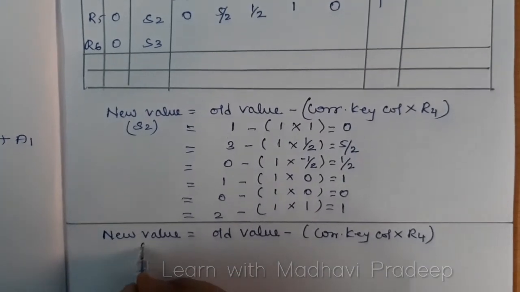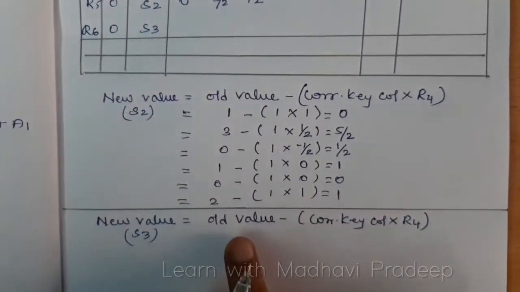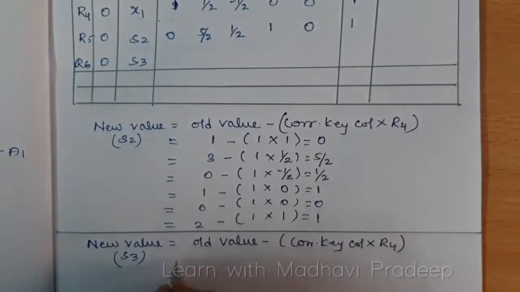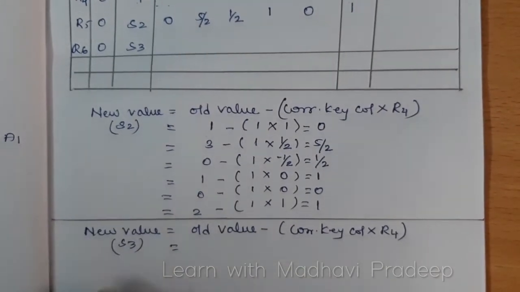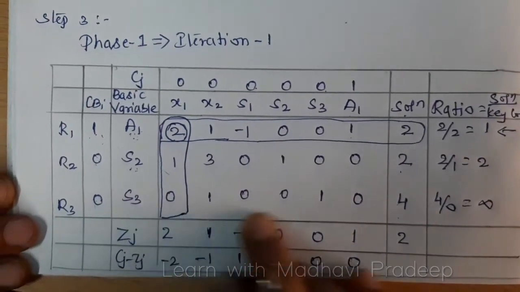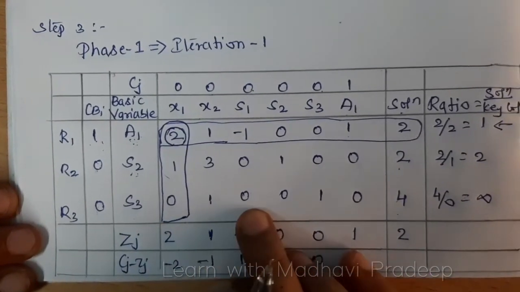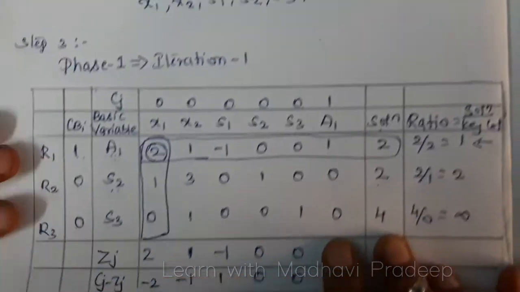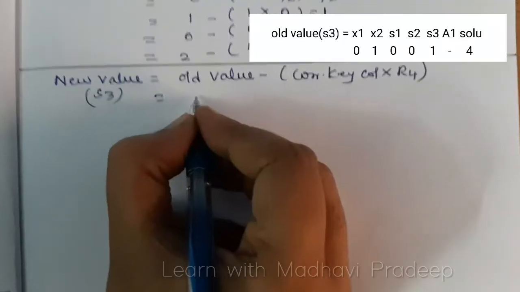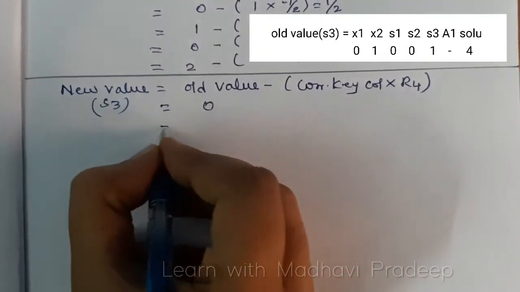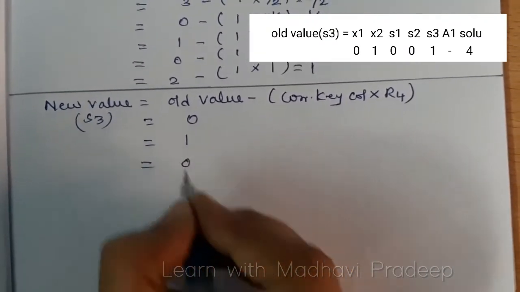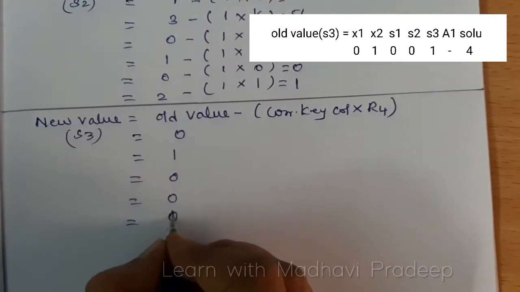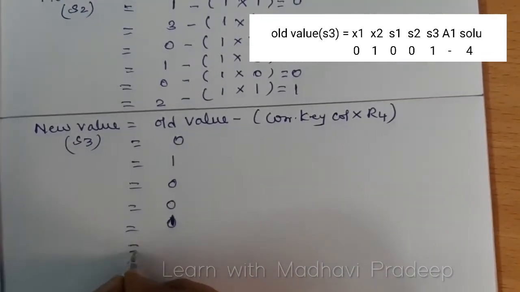So for the new value for S3, the formula will be old value minus corresponding key column value into the R4 row only. Okay, so write down the old values of S3 from the previous table. This is the old value for S3, that is 0, 1, 0, 0, 1 and 4. Don't take down A1, A1 we have removed. Now write down the old value: first one is 0, next 1, then 0, then 0, then 1. S3 is 1. Then we have 4.